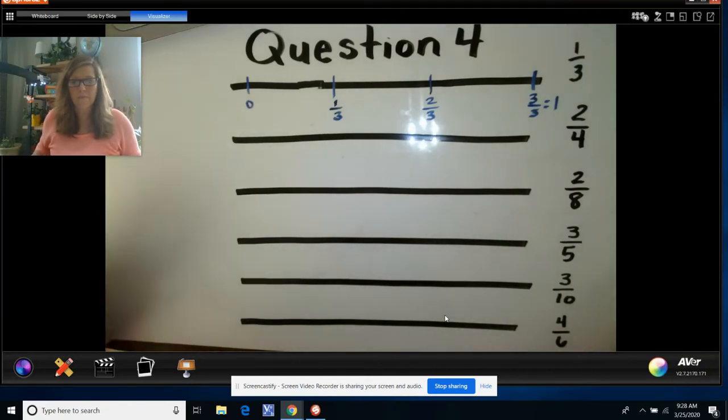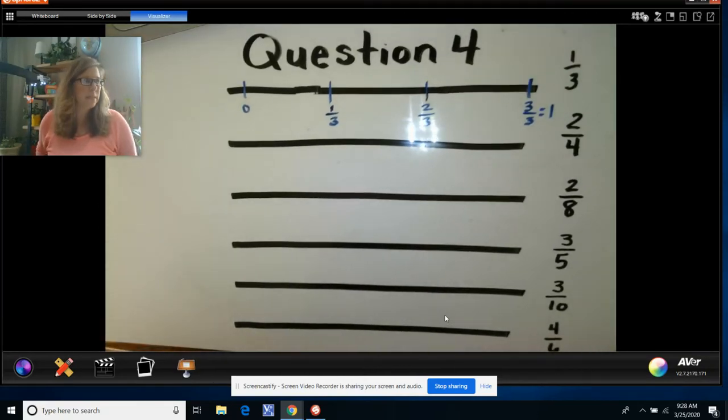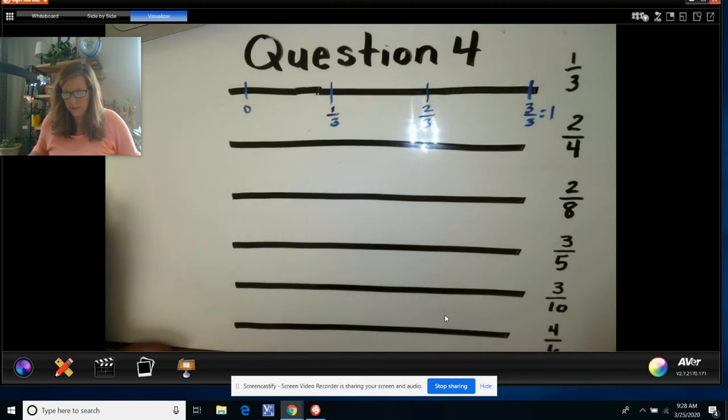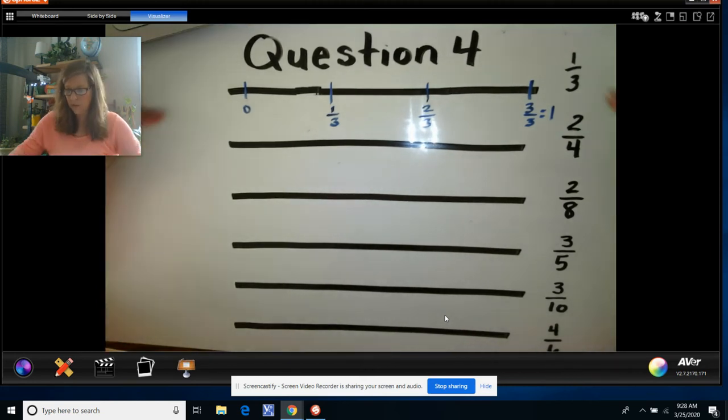All right, for question 4, let's take a peek at this one. It says, which fractions are greater than 1/3? And then you need to select all the correct answers. So I think the best way to represent this would be using number lines. So let's look at the very first one.